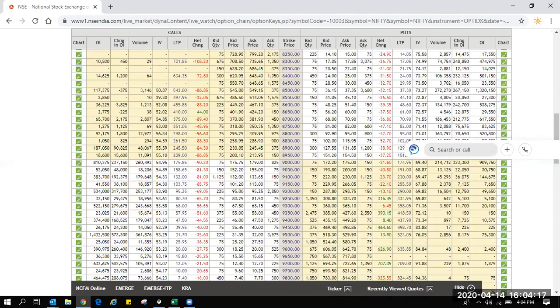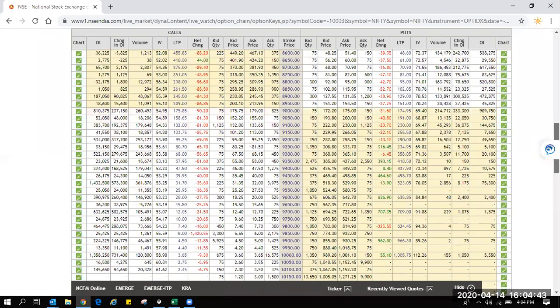So as you are aware, the option chain consists of OI, that is open interest, change in OI, the volume, then IV, last trading price, net change, which is the change in the price, bid quantity, bid price, ask quantity, ask price. These are calls and these are puts.